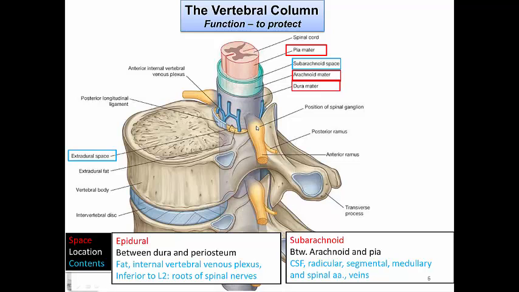On the other hand, if we have a look at the subarachnoid space, which as the name indicates is deep to the arachnoid mater, within here, very important, we can find CSF, so cerebrospinal fluid, and we can find several different types of arteries and veins.